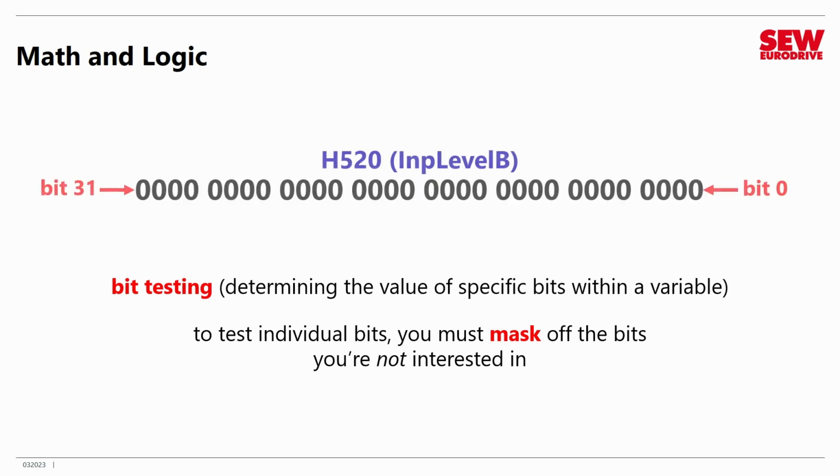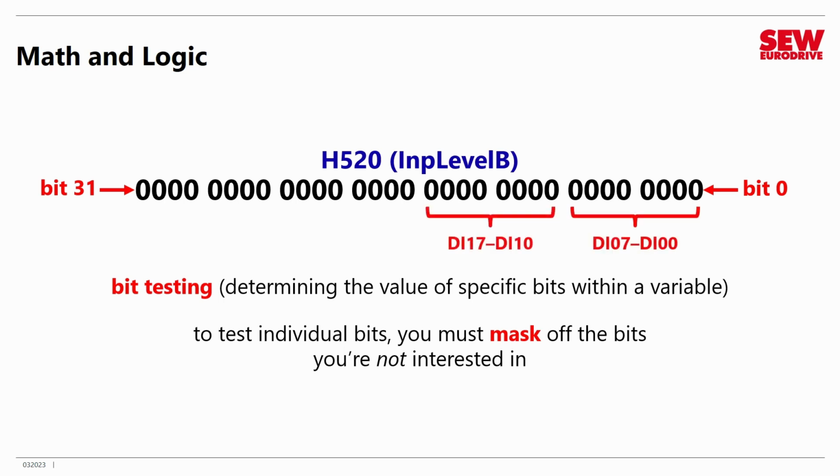Let me show you. Let's say we want to read H520, input level B. This allows us to read our digital inputs on our Movi Drive B. So the built-in digital inputs, DI00 through DI07, are the bottom 8 bits. And then if you have an expansion card installed with DI10 through DI17, they are the next 8 bits. So to read these, we mask off everything we're not interested in, and that leaves behind the ones we care about.